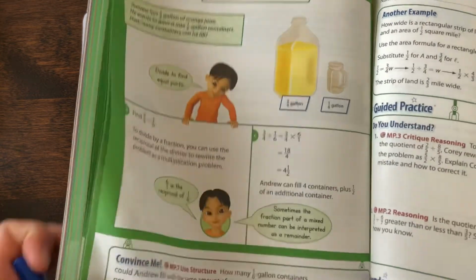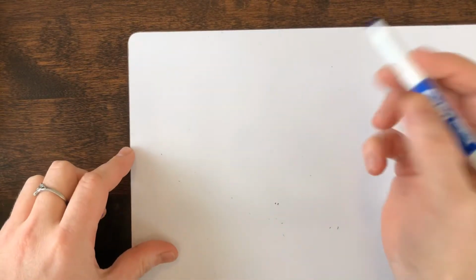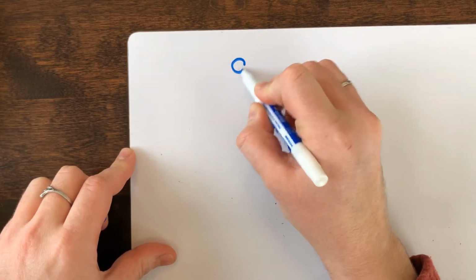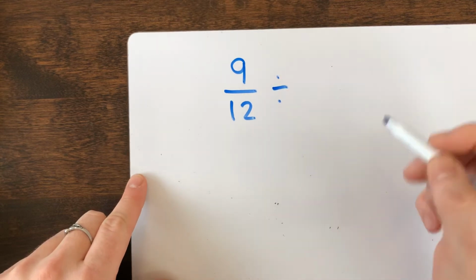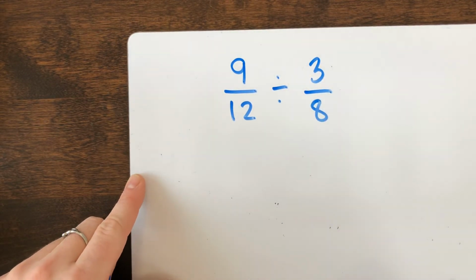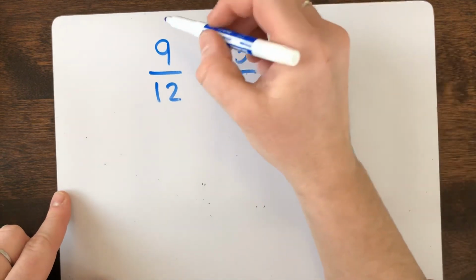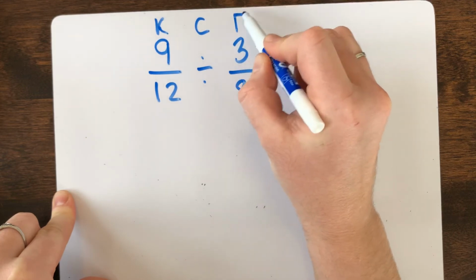So let's do another example. Let's do this problem: 9/12 divided by 3/8. So again, what we're going to do here, we keep, we change, and then we flip.